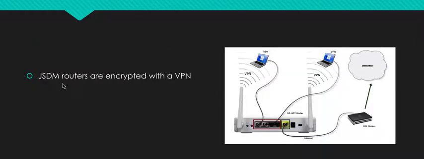And now we're going to talk about the router encryption, which is another security implementation. All routers at JSDM are encrypted by a VPN server. All the WAN traffic is tunneled through a VPN server, which ensures internet safety for all users in the two offices and the shuttle bus. So here's just a little diagram of how the VPN works with the router. For more information, please refer to the report on page 21.